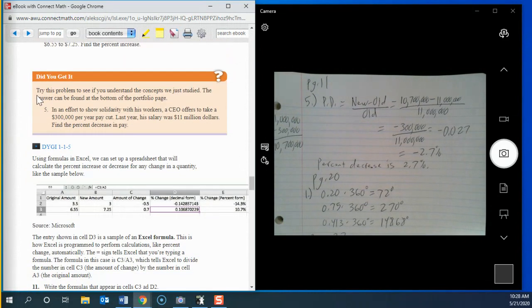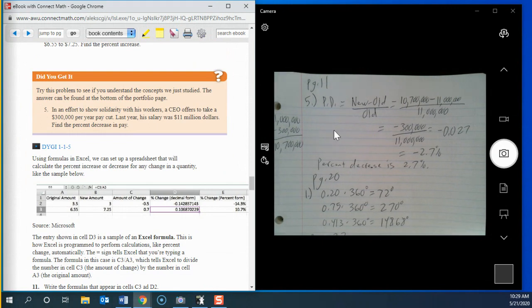Okay, so going back, we needed to finish up the Did You Get It on page 11. And on page 11, it says, try this problem to see if you understand the concepts we just studied. The answer can be found at the bottom of the portfolio page. Number 5, in an effort to show solidarity with his workers, a CEO offers to take a $300,000 per year pay cut. Last year, his salary was $11 million. Find the percent decrease in pay.